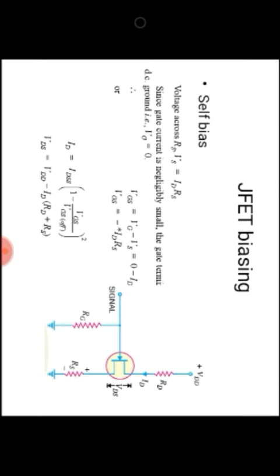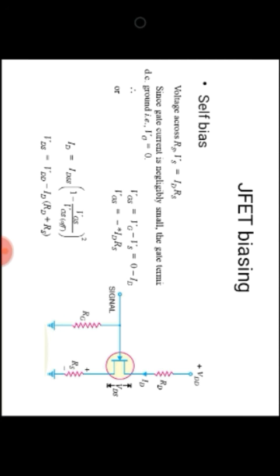So the voltage across resistor RS, suppose it is VS, is equal to ID RS. Since the gate current is negligibly small, the gate terminal is at DC ground, so VG equals 0. So your VGS is equal to VG minus VS. VG is 0 and VS is equal to ID RS, so VGS equals minus ID RS. So indirectly your gate to source junction is reverse biased, right? Thus the bias voltage VGS stays negative.